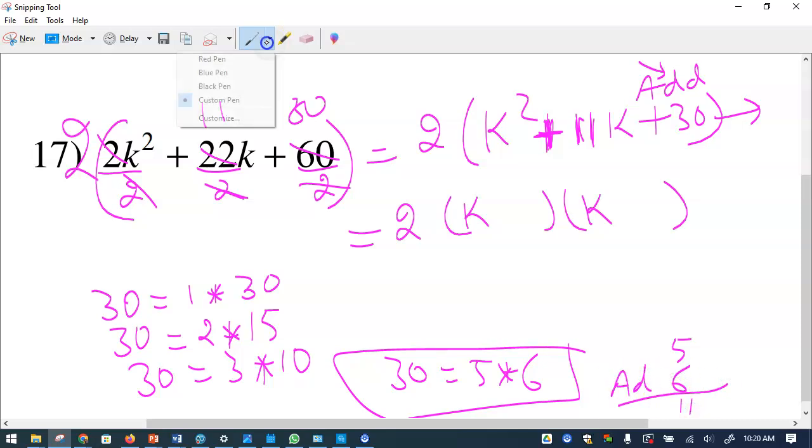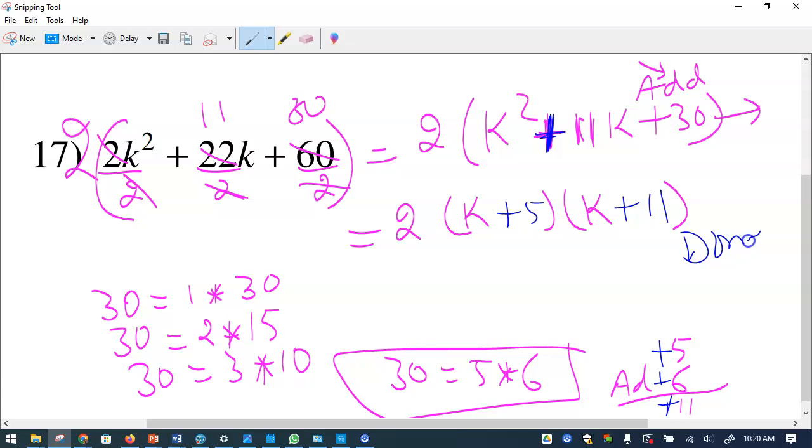But the question is, which is to be positive and negative? That's where you have to be careful. Because it is plus 11, both will be plus, and that way you get plus 11. And you write plus 5 and plus 6, and you're done. So this is how you're supposed to do it.